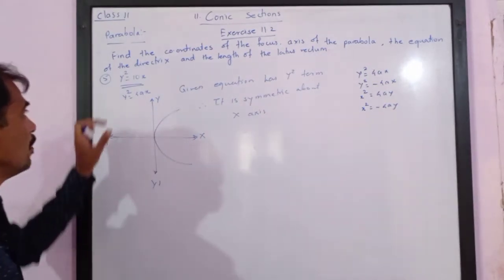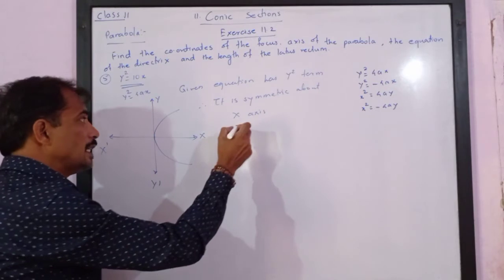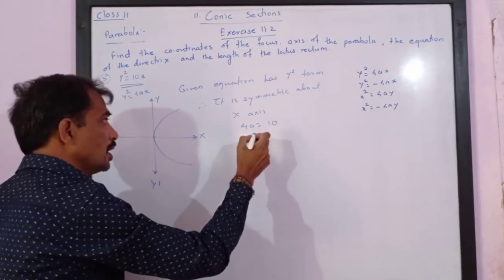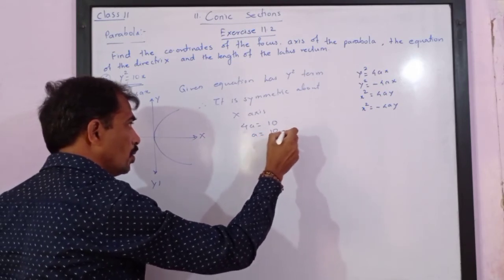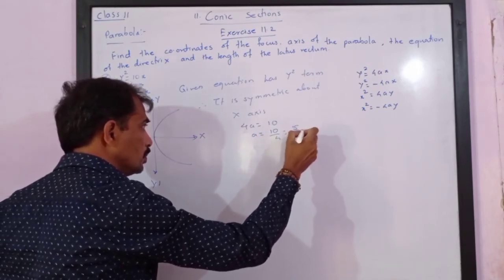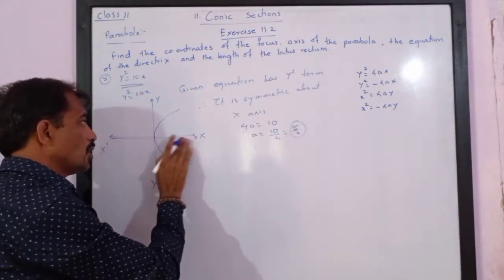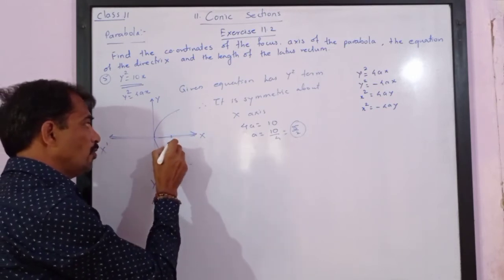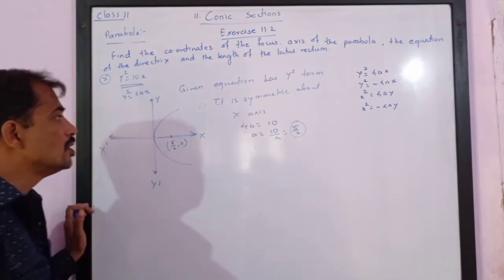Now let us compare the coefficients. If you compare the coefficients, we will get 4a is equal to 10. It means a is equal to 5 upon 2. So please note, since it is along the positive direction of the x-axis, the focus is at 5 upon 2. Its y coordinate will be 0.